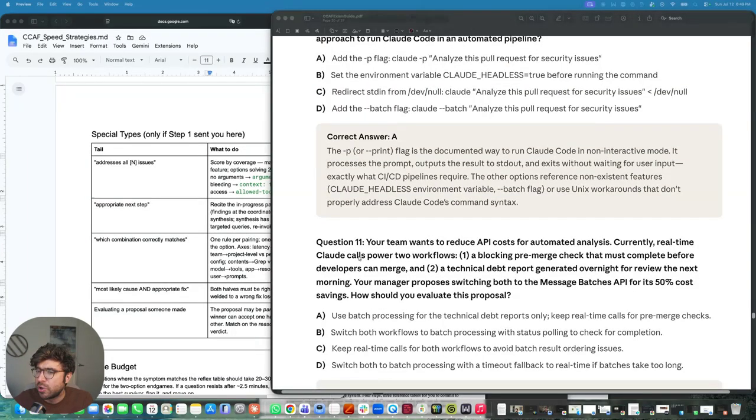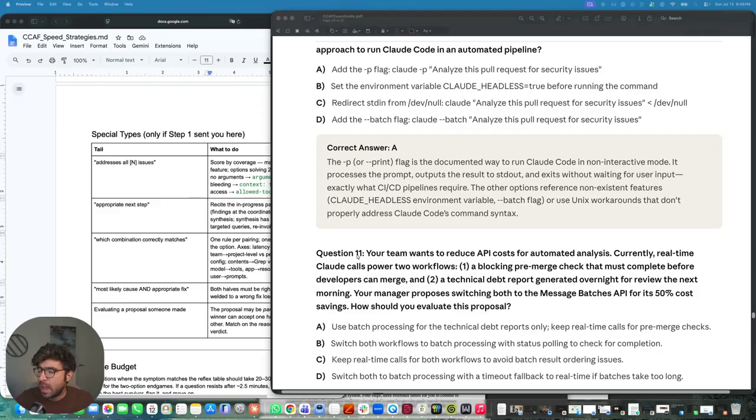Okay, now let's get down into question 11. Same approach as always. Let's go in and read that last sentence of the question to figure out its type. And it says, how should you evaluate this proposal?